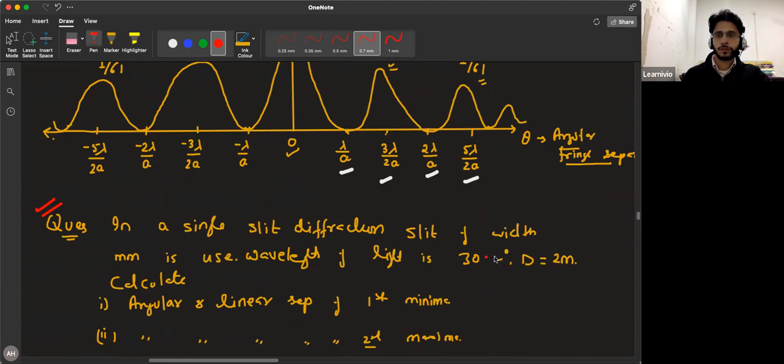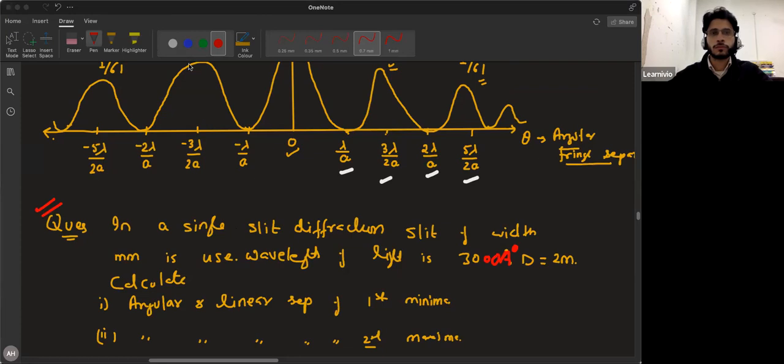Three thousand. So first minima means first secondary minima. Second maxima means secondary maxima. Sir, what is the slit of width? Slit width is small a. This small a is this, na? Slit of width, sorry. Okay.